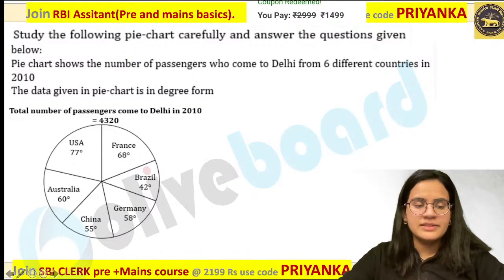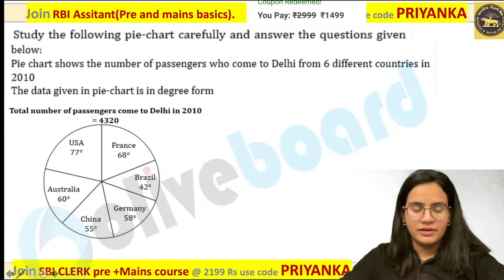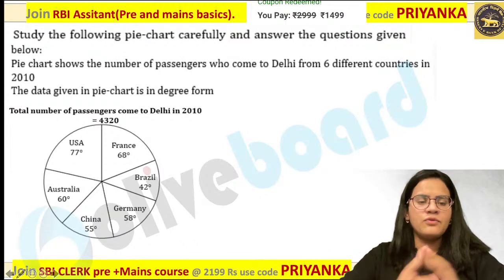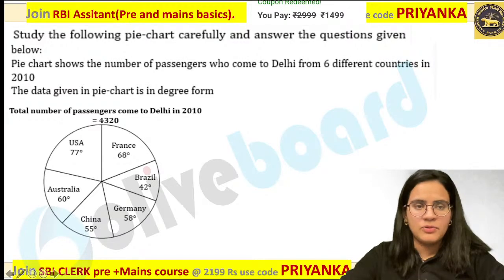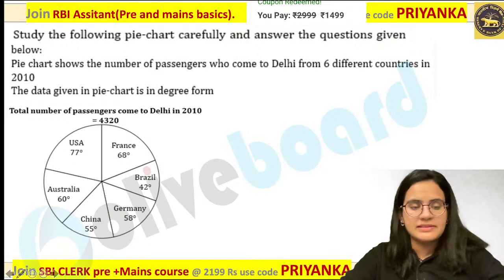Perfect. So the first question is on your screen. Let me see how many of you could do this. Intentionally I have taken a pie chart, but this is a degree-based pie chart, so it is different from what we have solved so far. We did one more pie chart, but that was based on percentage values. Today I have taken it based on degrees. Let me see how many of you could get the answer for this one.